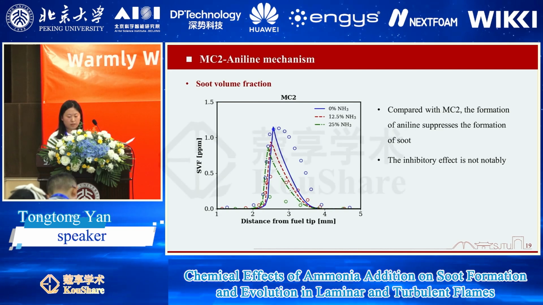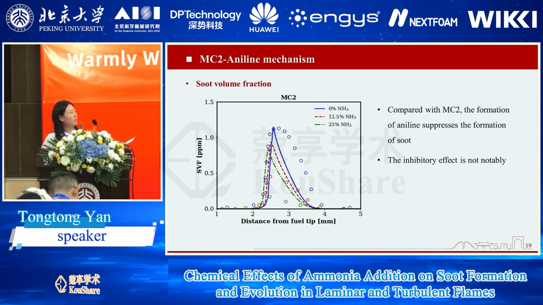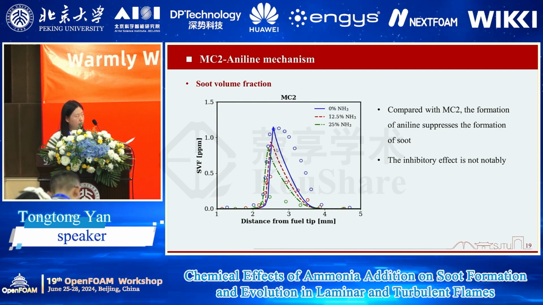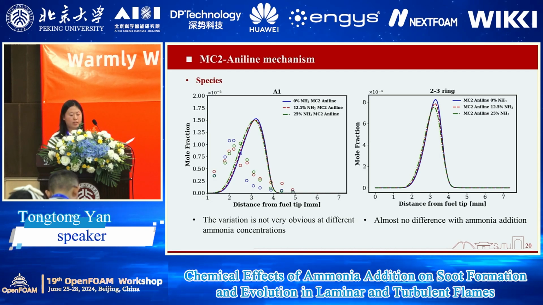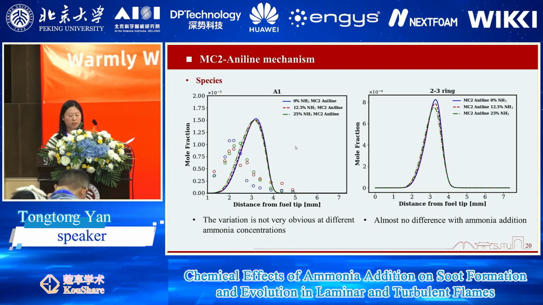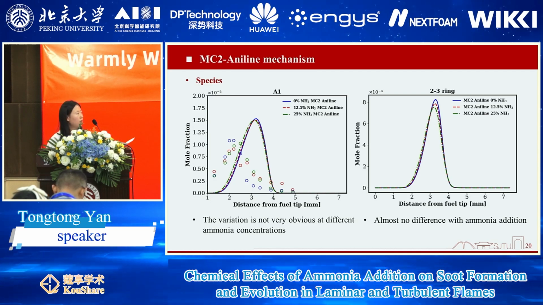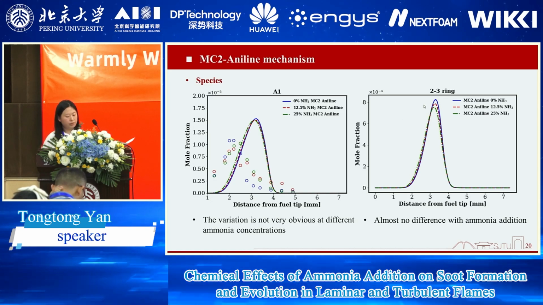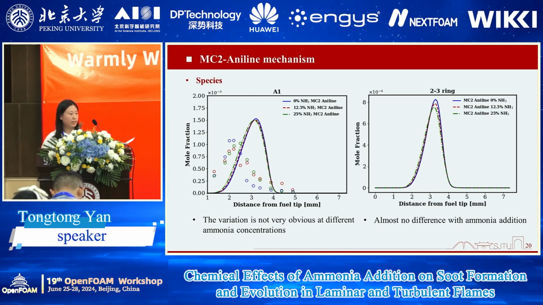And here are the results for the soot volume fraction. We can see that compared with MC2, the aniline formation suppresses the formation of soot. However, the inhibitory effect is not notable. Since this mechanism introduced some reactions related to benzene, we show the variation of A1 here. We can see that the mole fraction of A1 at different concentrations of ammonia is not very different in both simulation and experiment. And for PAH with 2 to 3 rings, it also shows little difference with ammonia addition.